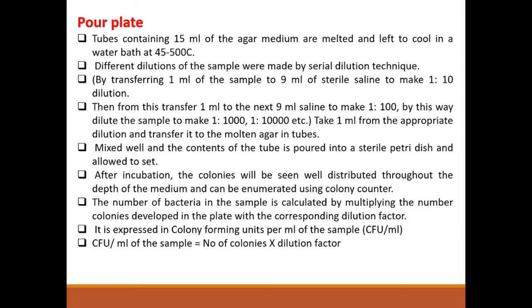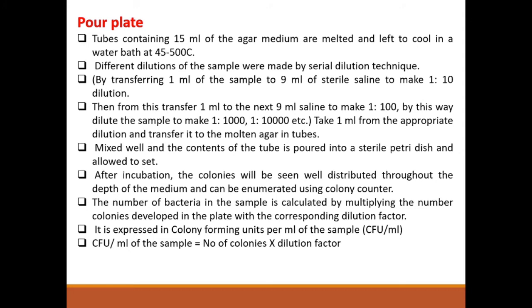How can we calculate CFU per ml of the sample? It is the number of colonies counted into the dilution factor. If we got 150 colonies in the 10 raised to minus 5 dilution, then the CFU per ml of the sample is 150 into 10 raised to 5 CFU per ml. The unit is CFU per ml, colony forming units per ml of the sample.